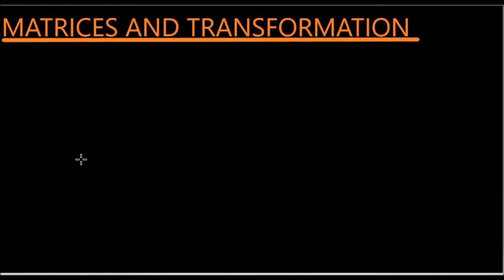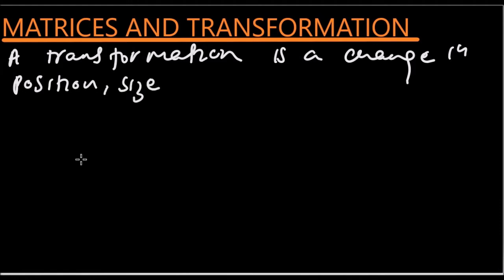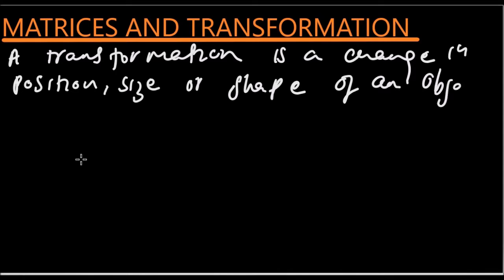So a transformation, we can start by saying a transformation is a change in position. We have position, we have size, and or shape of an object. So we discussed several transformations which include 1, reflection.